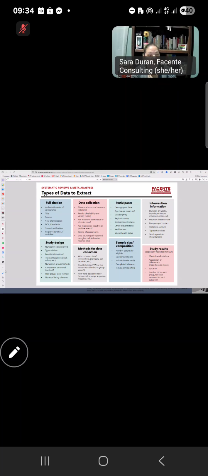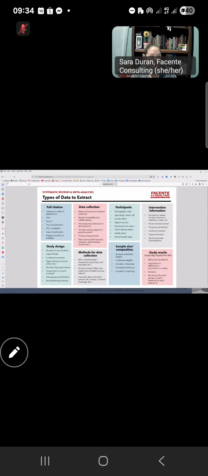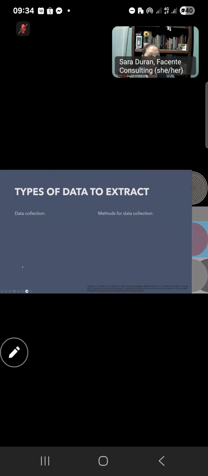So we'll go through a couple more of these big headers and think through a little bit of your ideas around what you might want to extract. In this case, we'll do data collection and methods of data collection at the same time. What are some of the things that you would be interested in extracting?